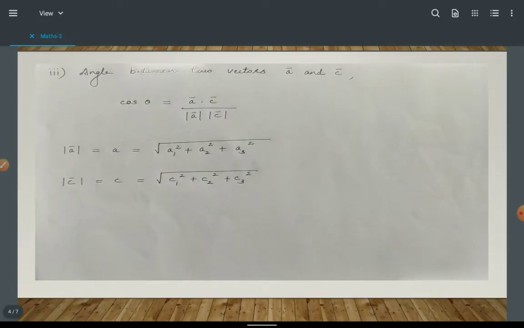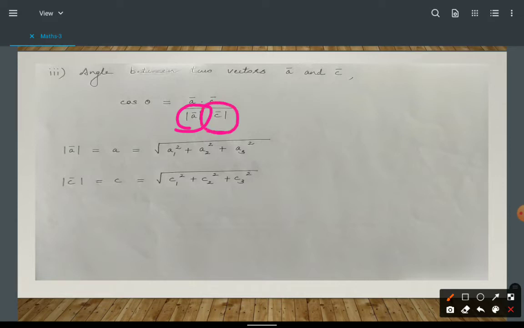ഇനി how to find the angle between two vectors a bar and c bar. a ബാറും c ബാറും തമ്മിലുള്ള ആംഗിൾ കണ്ടുപിടിക്കാനുള്ള ഫോർമുലയാണ് cos theta. Cos theta is equal to a bar dot c bar divided by modulus of a bar into modulus of c bar. ഇതാണ് modulus sign.